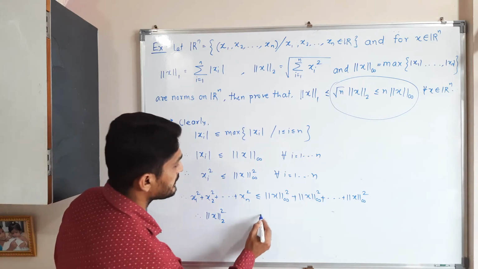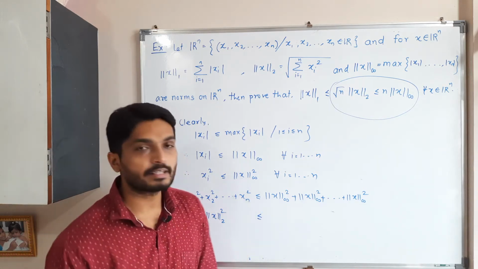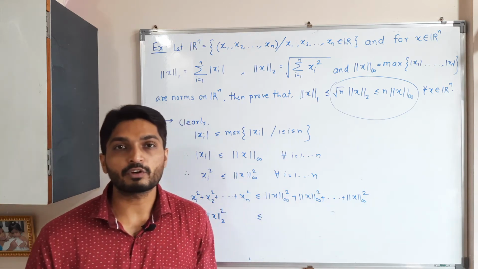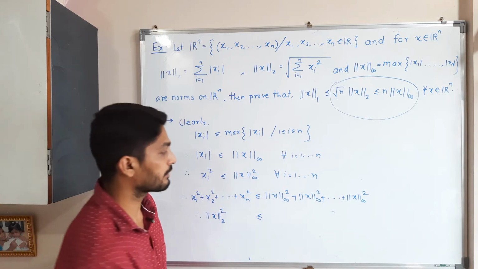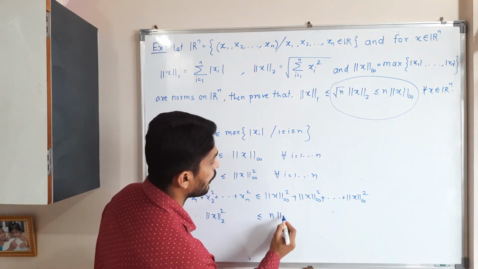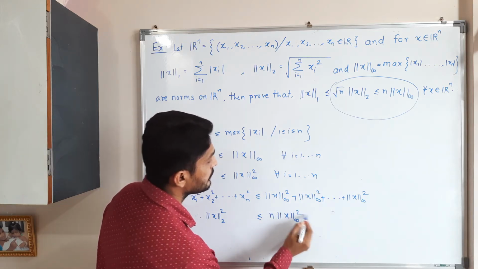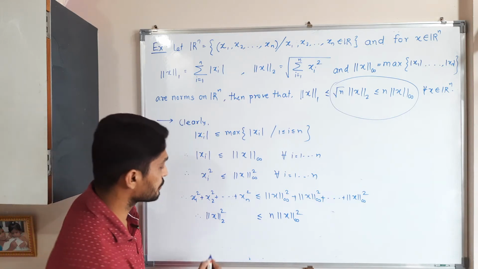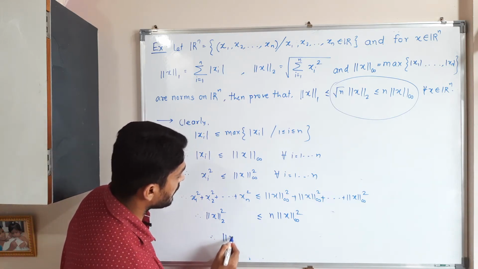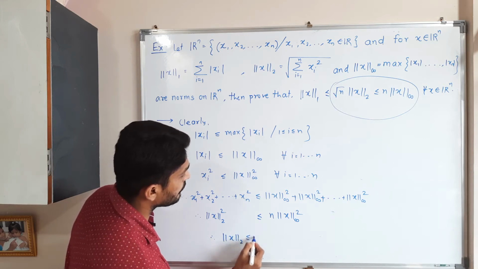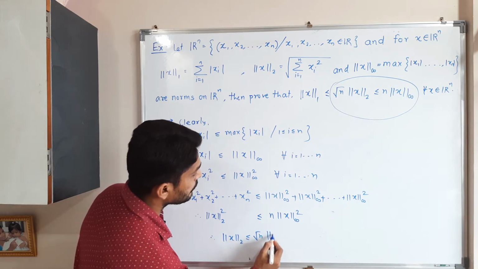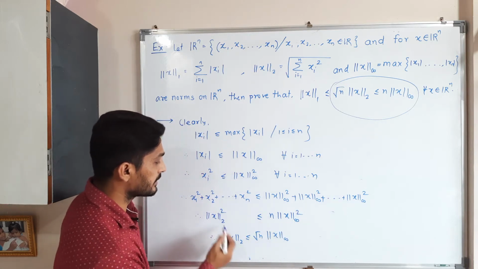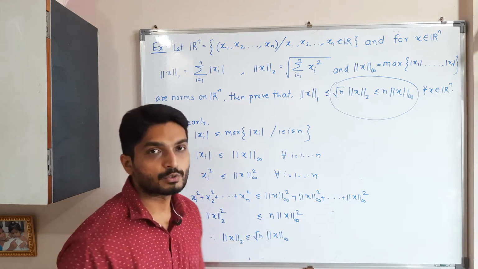And this is less than or equal to, in the right hand side we have the same term, but it is repeated how many times? n times. So therefore this is n norm x infinity square. After that I will take the square root of both sides, obviously the positive square root. So therefore norm x2 is less than or equal to root n norm x infinity. By taking the square root, the square cancels, simply we will have the square root there.